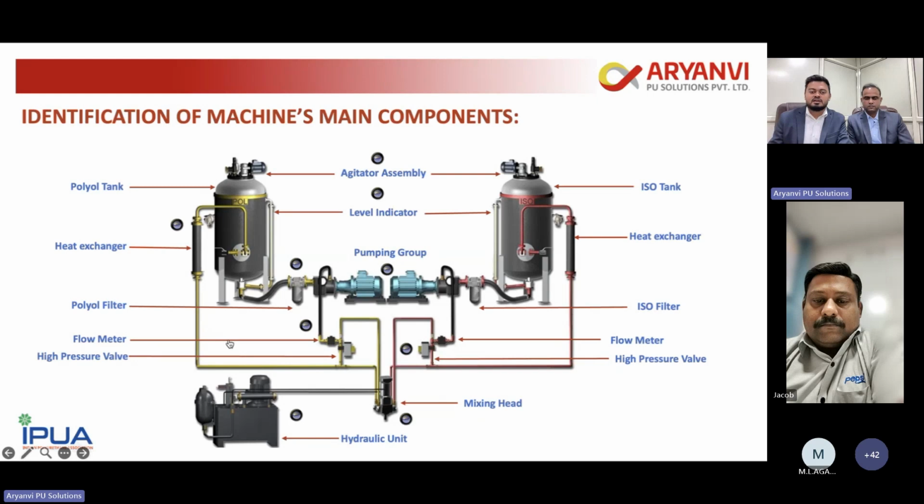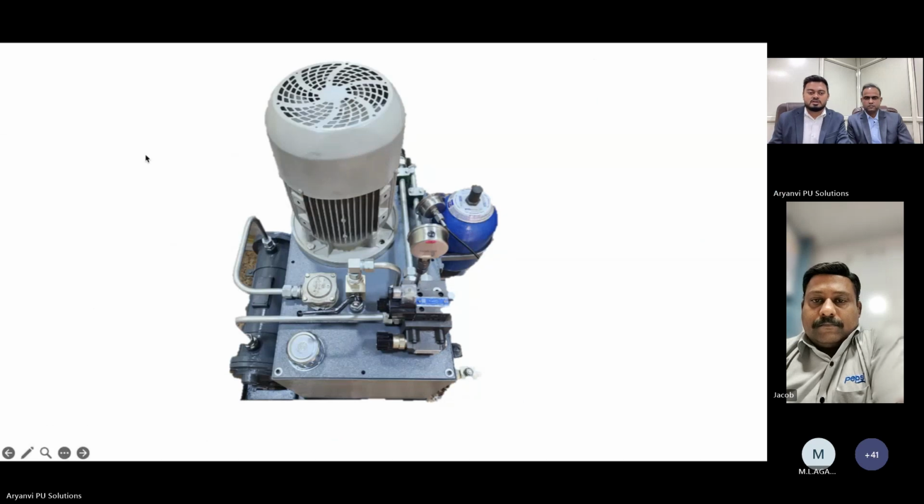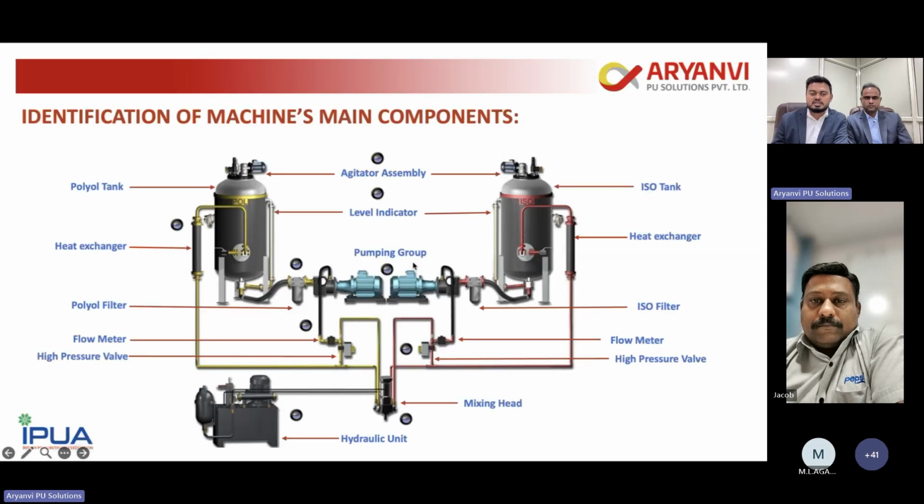One more thing, the hydraulic unit, which is used to control the piston of the mixing head. If there is one piston or two pistons, all the pistons on the mixing head are controlled by the hydraulic unit. So this is the main feature of the hydraulic unit in the machine.